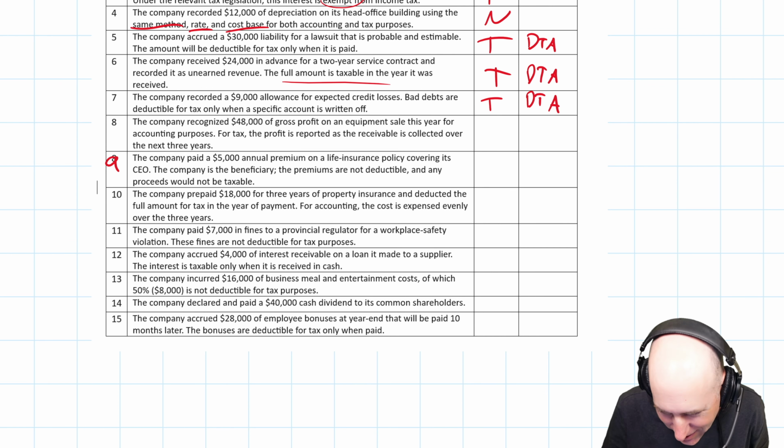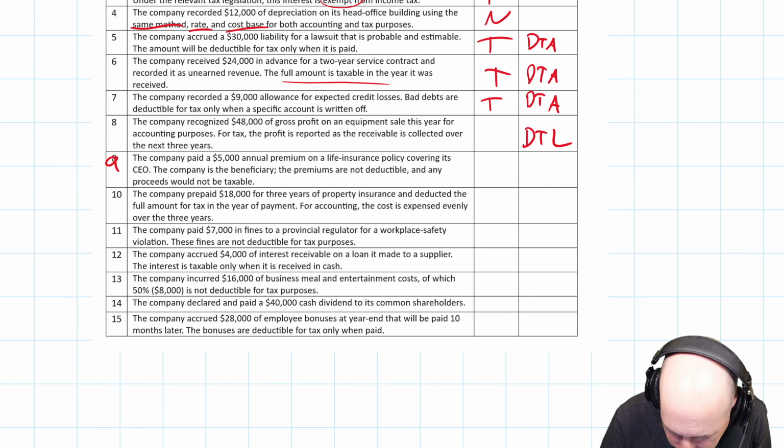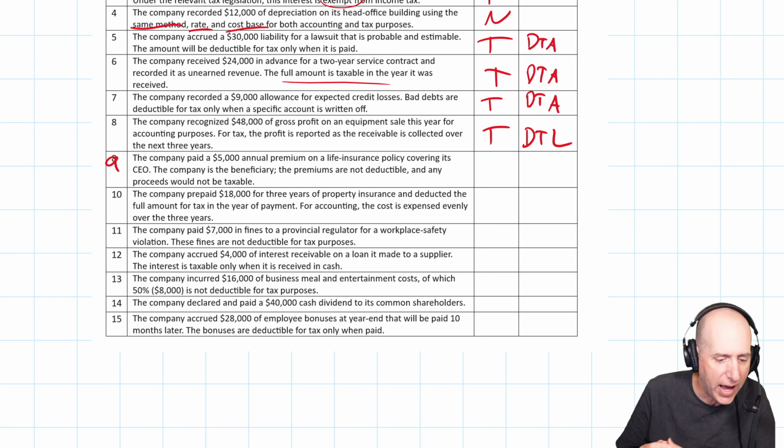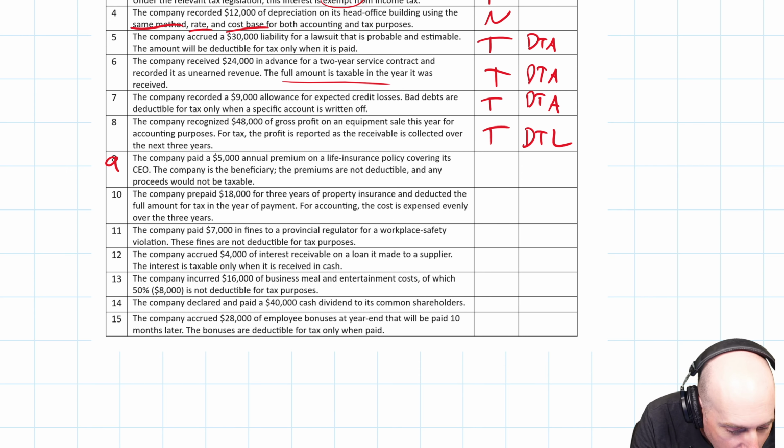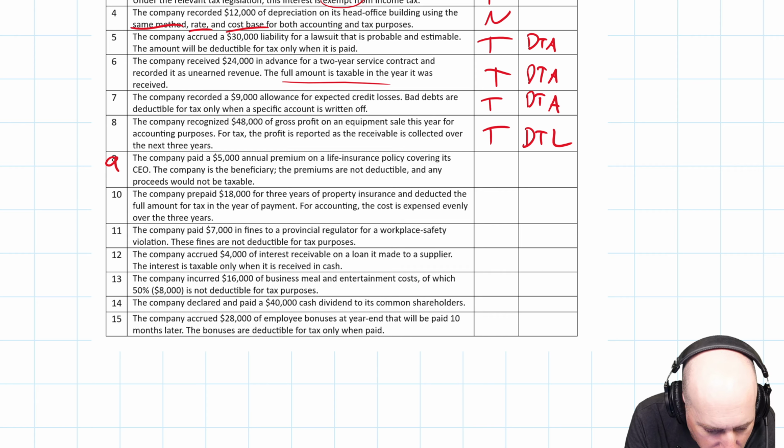I'm going to have a higher tax bill in the future. DTL, deferred tax liability. The company paid a $5,000 annual premium on a life insurance policy covering its CEO. The company is the beneficiary, and the premiums are not deductible, and proceeds would not be taxable.